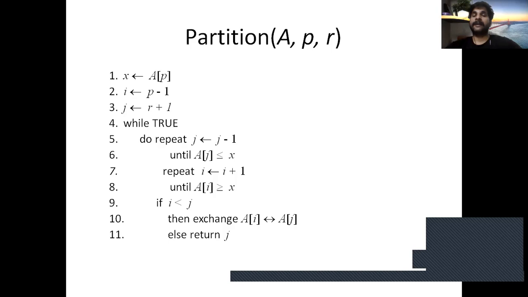It means j is decremented by 1 if array of j less than or equal to x is false. If array of j less than or equal to x is true, then the decrement is stopped. Similarly, repeat i equal to i plus 1, incremented by 1, until array of i greater than or equal to x. As long as it is false, i is incremented; as soon as it is true, it stops. If i is less than j, then exchange array of i and array of j, else return j.